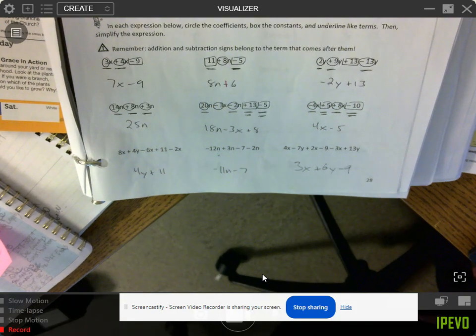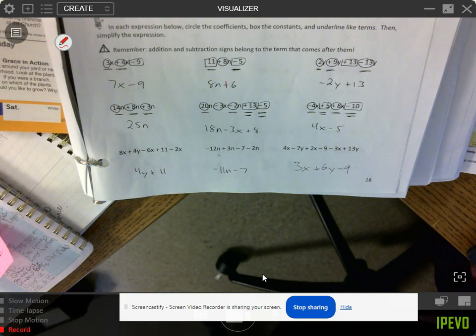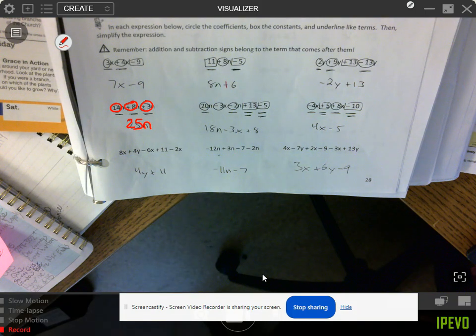All right, let's look at the next one. I'm going to circle my coefficients. Positive 14, positive 8, positive 3. So they're all n's. There are no constants. So I'm just going to add all of those together because they are all positive. 14 plus 8 plus 3 is 25. And can we just put 25? No. Why not? Jude? You have to have the variable.